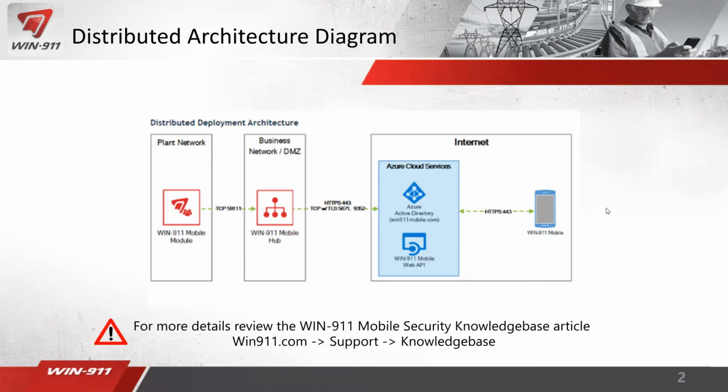And so what we set up here is the mobile hub piece of software that's going to be elsewhere in the network, in the DMZ, somewhere on the business network that does have internet access. And basically, you're just pointing the WIN-911 machine over to the mobile hub, essentially like a proxy, and it handles the outbound connections to the Azure cloud service for this to work. And then it takes the info back from the cloud and sends it back to WIN-911.